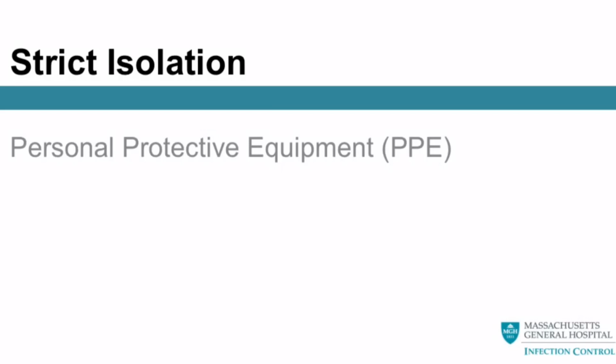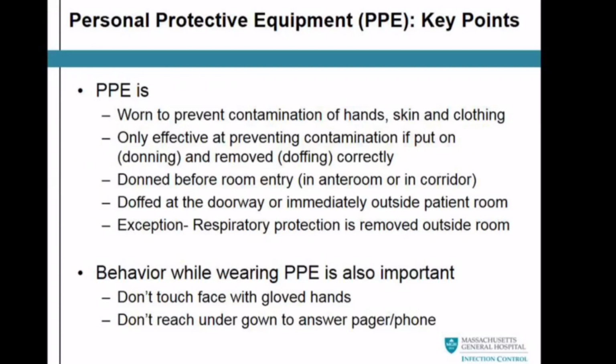What makes strict isolation different is that eye protection in the form of goggles or a face shield is also required to protect your eyes from exposure to droplets or aerosols from the patient and also to prevent you from touching your eyes inadvertently. In addition, there is a specific sequence for removing your PPE to reduce risk of self-contamination. Let's review some key points about the use of PPE.